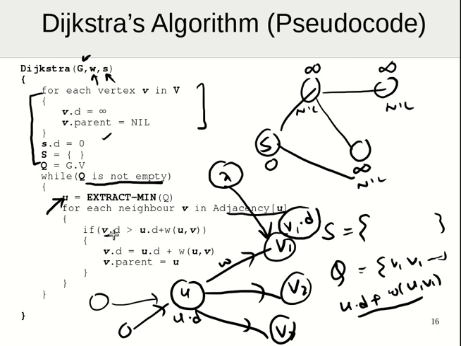If the distance of V is more than the distance till U from the source plus the weight from U to V, if this entire thing is less than this one, then I need to update the distance to V from the source as U dot D, that is distance from source to U plus the weight from U to V, and I will mark U as a parent of V. So I'll keep on repeating this process until I am done. At the end, I'll find out the list with all the shortest paths.